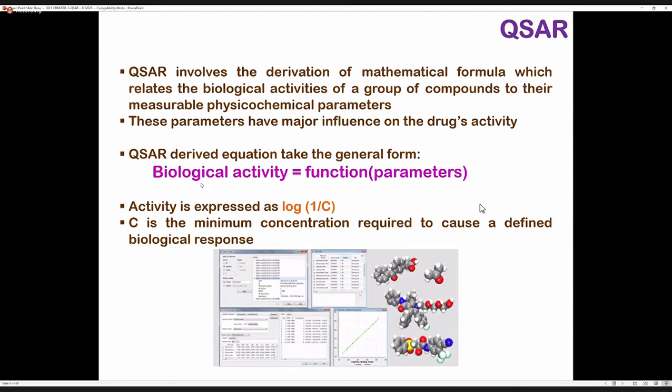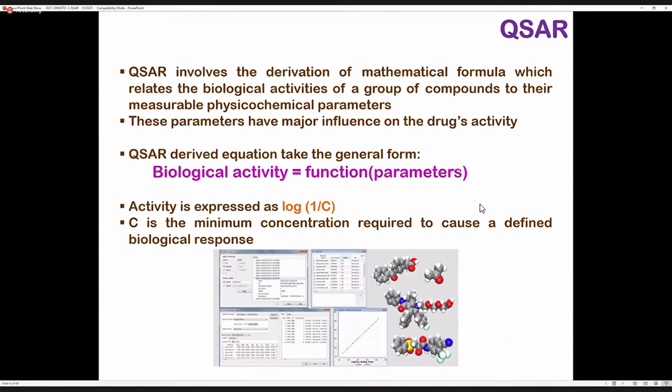So biological activity is the one that we want to observe, the one that we want to target, right? Whether it reduces the activity of the enzyme, or whether it lowers the activity of the infected part of the cell, something like that, right? So the function is the one that we want to determine, right?